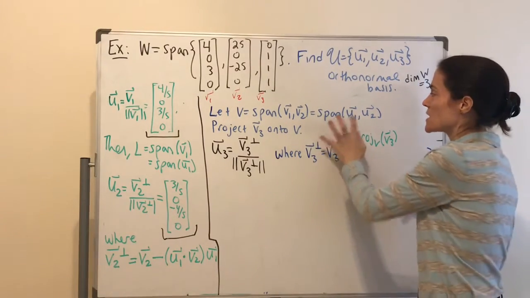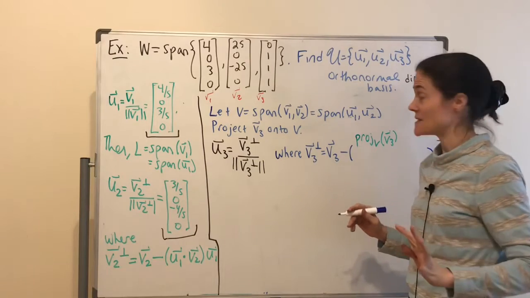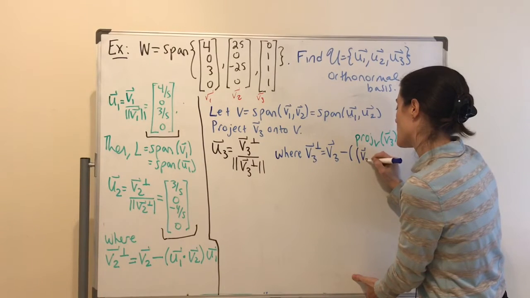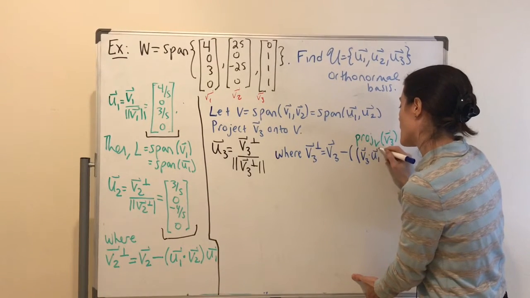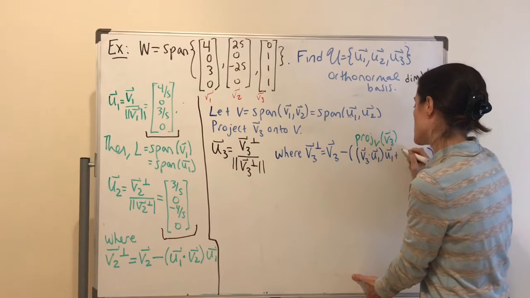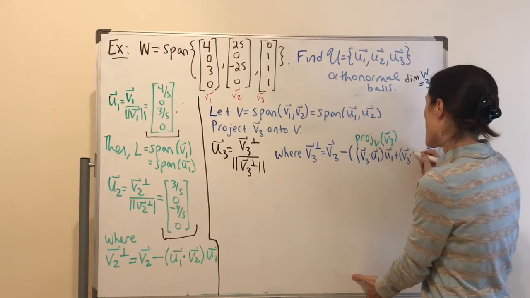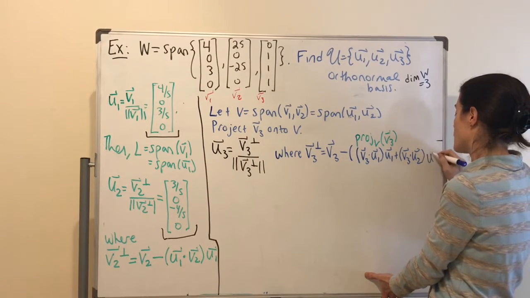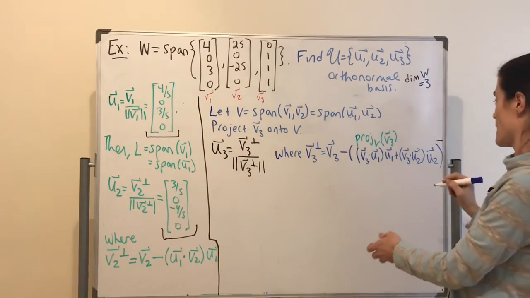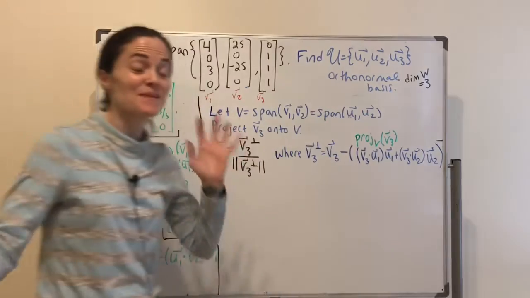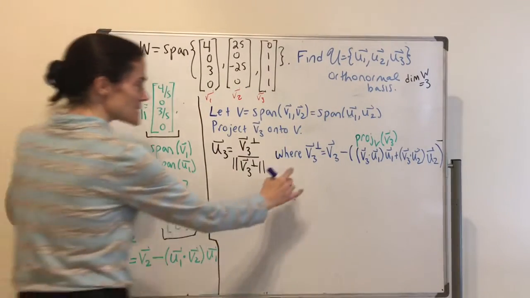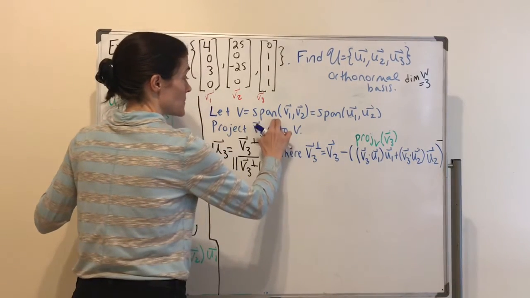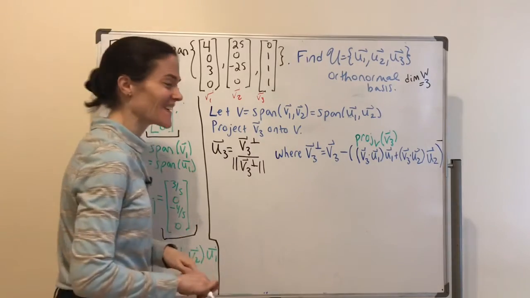Well, I want to use the u's because they're an orthonormal basis for this V. So this will be v3 dot u1 times u1 plus v3 dot u2 times u2. Okay, I had to make sure I closed every parenthesis that I opened. And this will be the component of v3 orthogonal to this subspace, then divide by its length. Okay?